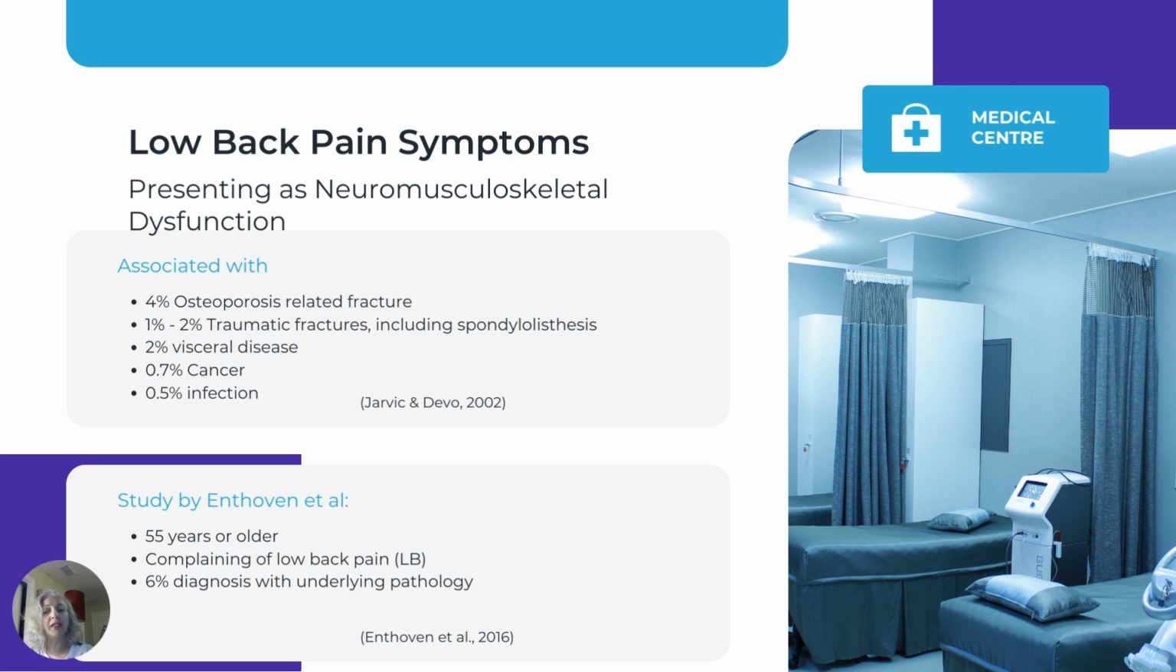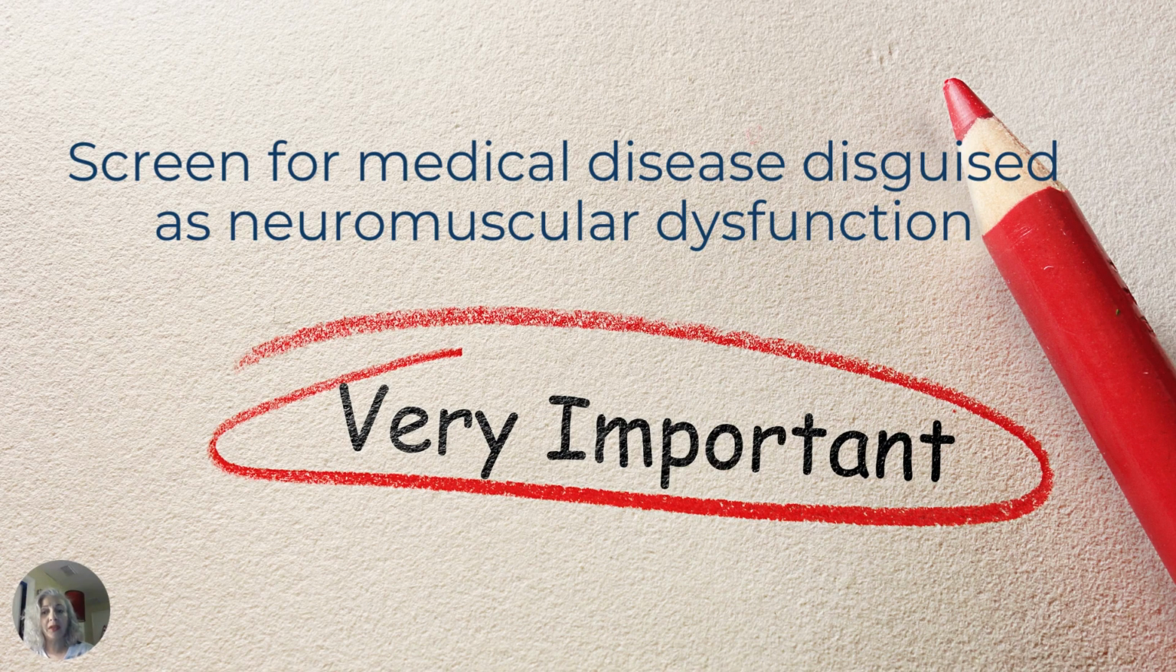Enthoven found that amongst patients 55 years or older complaining of low back pain, 6% were diagnosed with underlying pathologies which were causing their main symptoms. Therefore, it is very important for physical therapists to screen for medical conditions to detect systemic diseases masquerading as neuromuscular dysfunction.